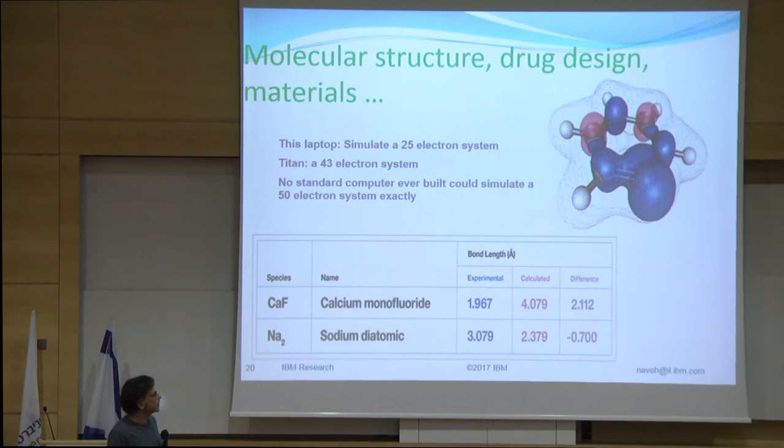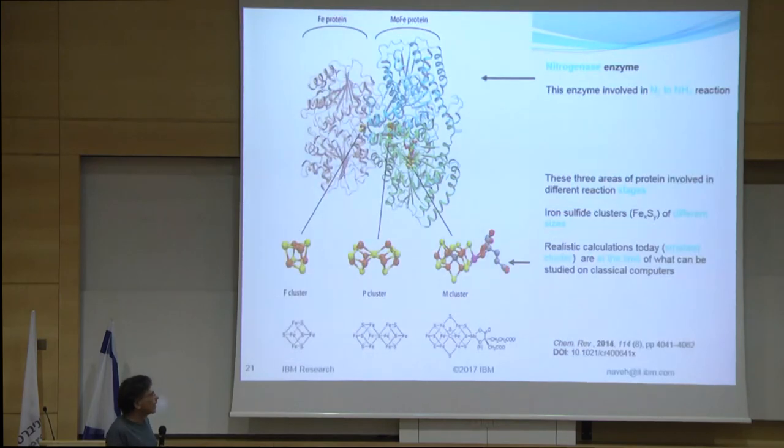For example, and I will do it in 2 minutes or 3 slides in 30 seconds, this is a molecule, a very simple molecule. 25 electrons I can solve on my laptop, more than 50, no chance, and no chance means not even an approximate solution. Such a simple molecule, I only want the bond length, look at the discrepancies. In our body, we have millions of those.